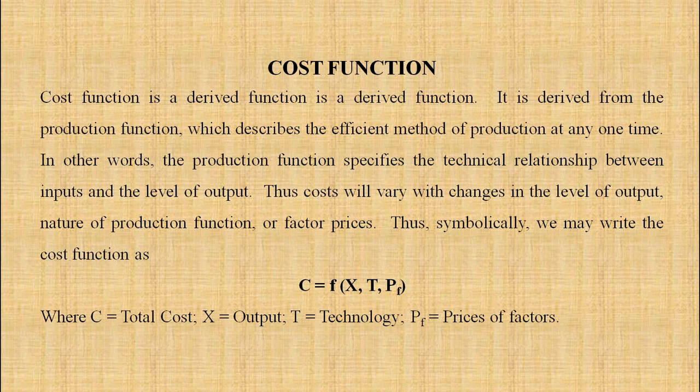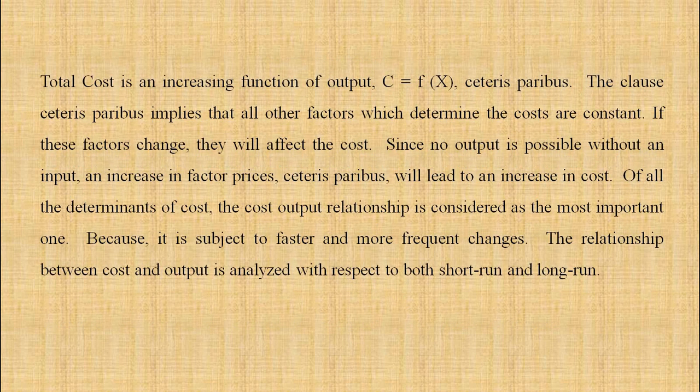So symbolically, we may write the cost function as C is equal to function of X, T, PF, where C is total cost, X is output, T is technology, PF is the price of factors. The total cost is an increasing function of output. The clause ceteris paribus implies that all other factors which determine the cost are constant. If these factors change, they will affect the cost.